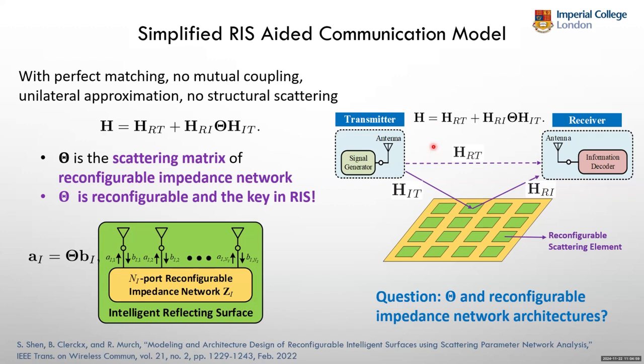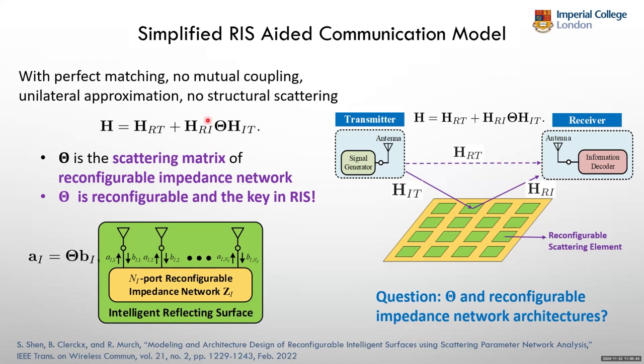It's very important to keep in mind that this model holds under a number of assumptions. Some of them are: you have perfect matching at all the elements, all the ports in your system. You have no mutual coupling anywhere in the system. You have the unilateral approximation, meaning your transmitter and the receiver are sufficiently far away from each other. That's an assumption that would definitely not hold with SIM, because all the elements are very close to each other. And you have no structural scattering, so no specular reflections in the system. If those assumptions are valid, then this channel model is relatively accurate.